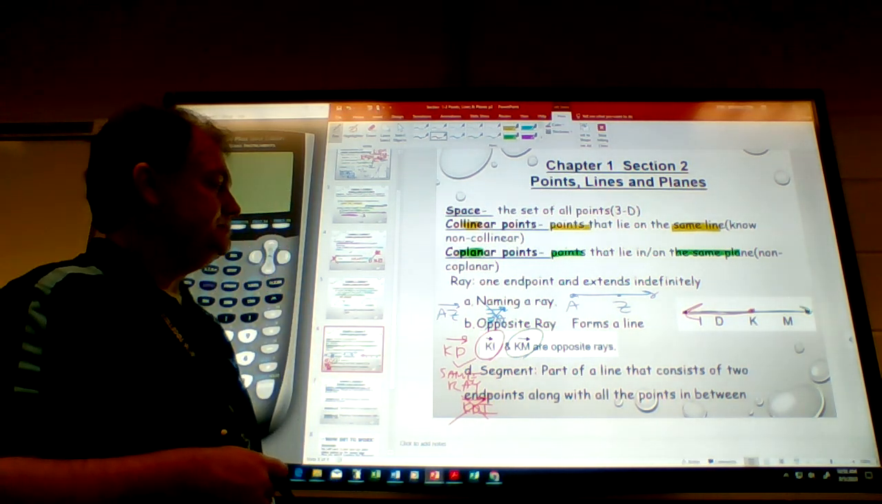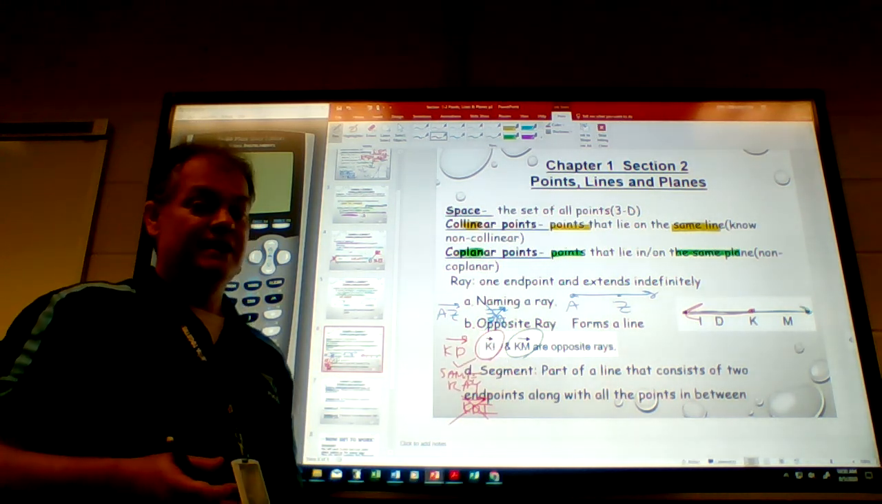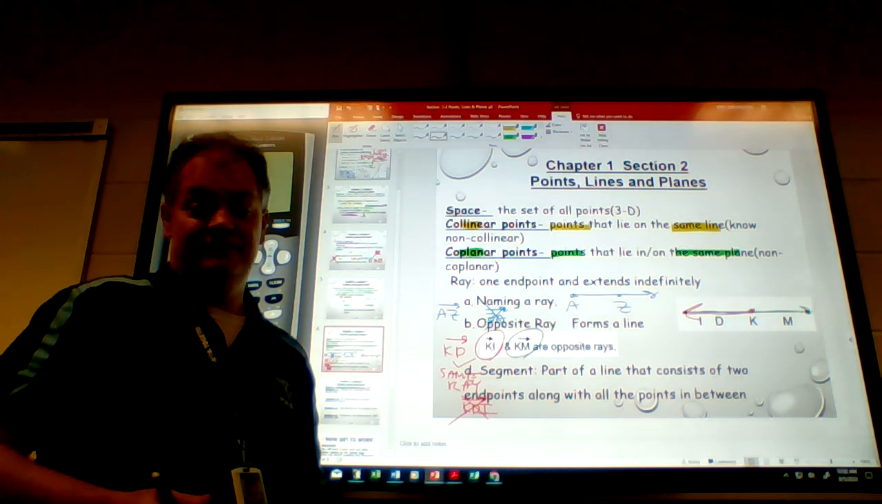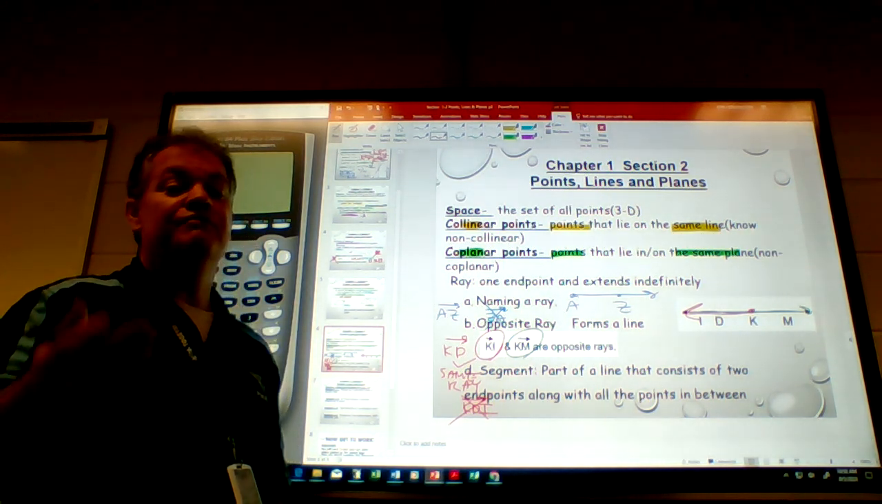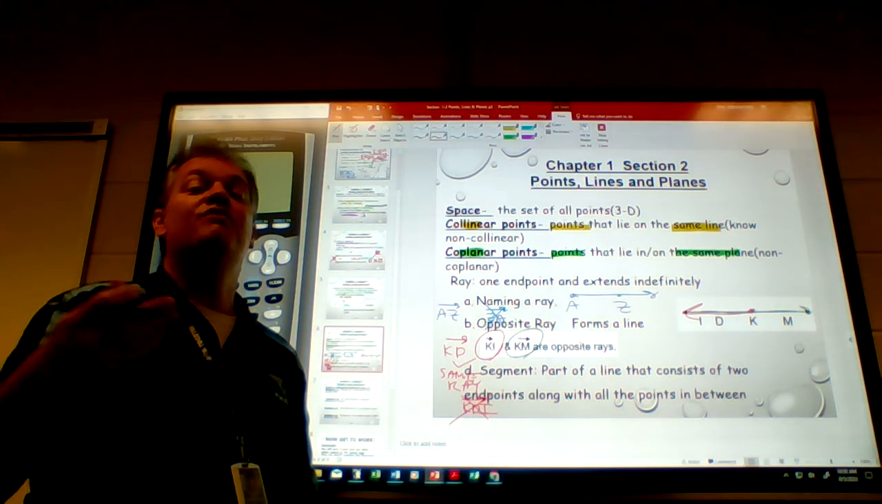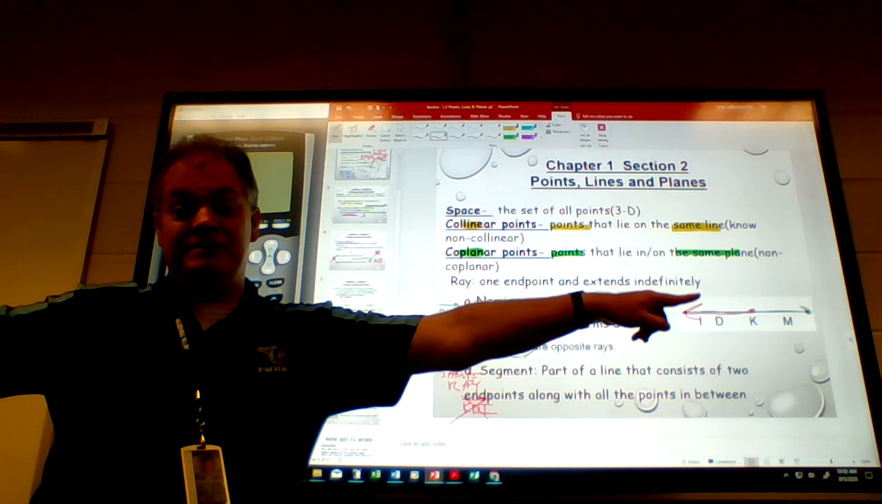All right. Now, the opposite rays, I'm giving you a whole lot of stuff here, folks. Opposite rays form a line because they go in opposite directions from the same endpoint.